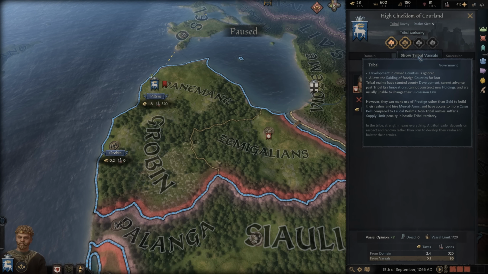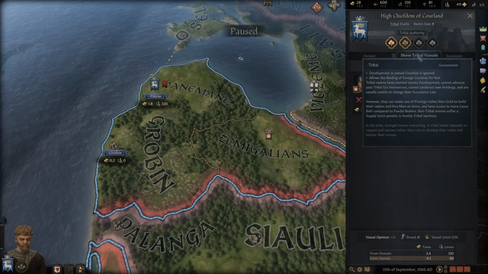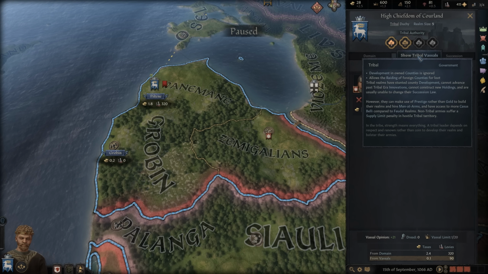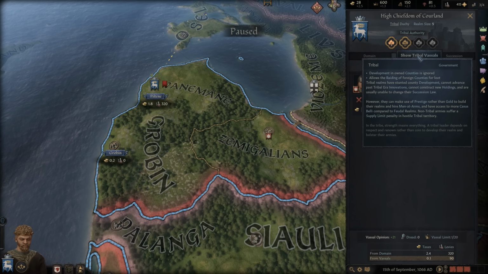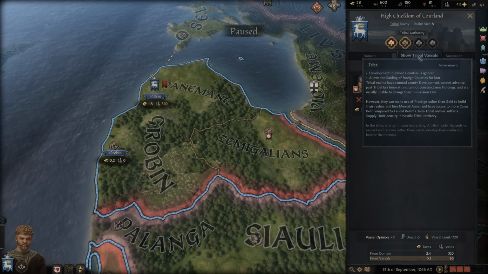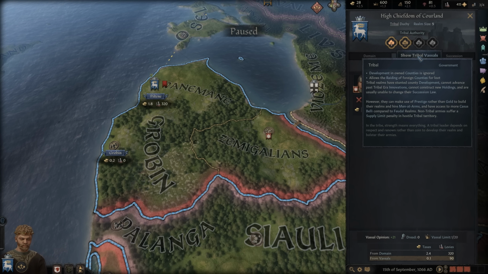And what that means is development in owned counties is ignored. With clans and with feudal, development is the same thing. It's going to contribute to your taxes, to your levies, and to your supply limit. But in tribal, development only adds to supply. It says that it's ignored, but it does add to your supply amount.